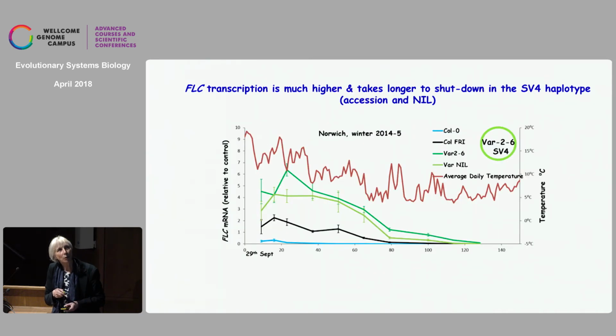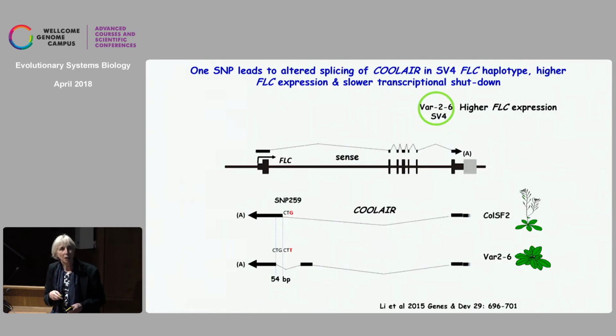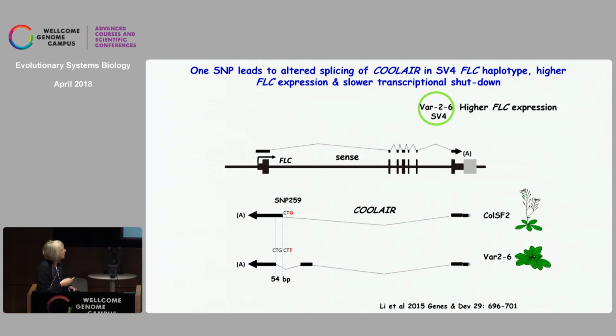This one was interesting in that when we looked in Norwich, and this was done in a greenhouse over a winter, so this is the classic winter profile in the 2014-15 winter. We had this accession and a near isogenic line where the only difference between that and Columbia was the FLC allele. You can see that this is what the normal Columbia looks like, and this is now the NIL, which looks very much like the accession. So it's very much later flowering because it's got very much higher starting FLC levels, and they take much longer to slow down.